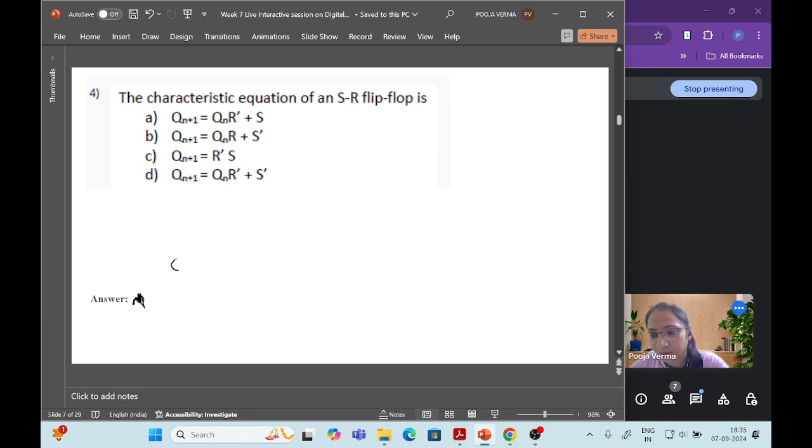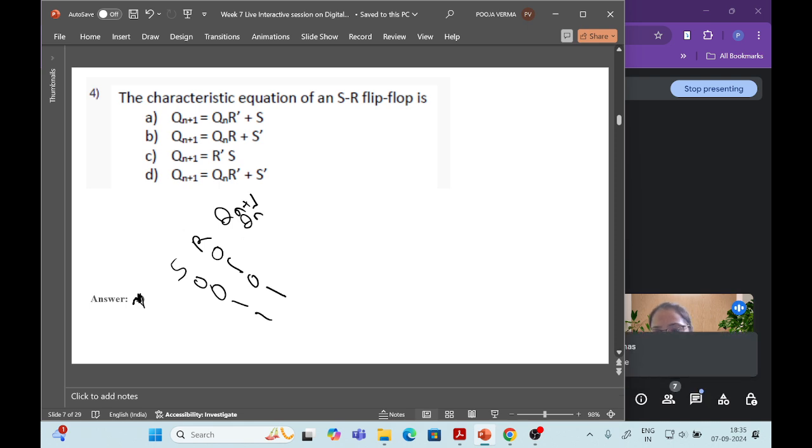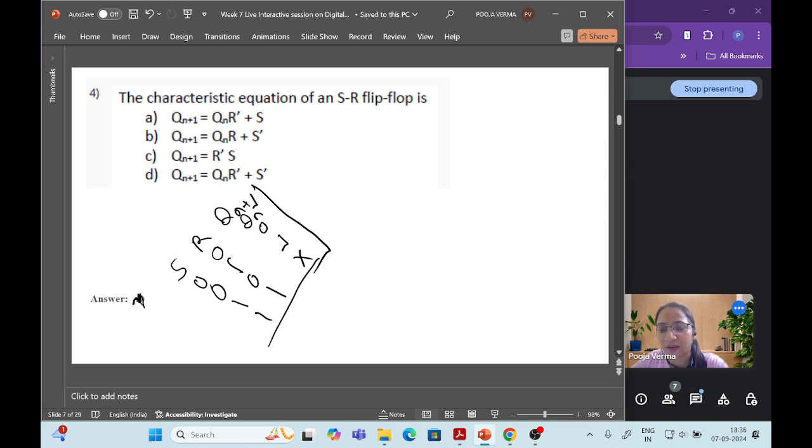Okay, so S R to Q n plus 1, the next state output. This is the input. Here we are given 0 0, 0 1, 1 0, 1 1. So for 0 0 it will be the same state or hold. For 0 1 it will reset, and for 1 0 it will set. For 1 1 it is don't care. Already we know that because it is invalid in the case of SR flip-flop.